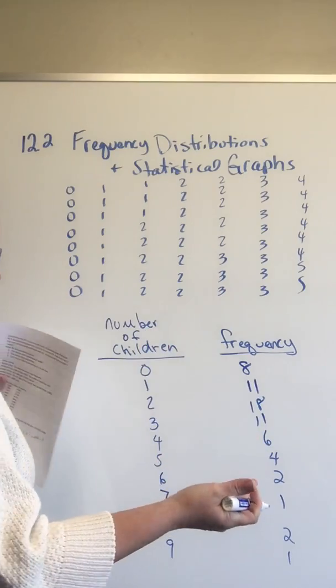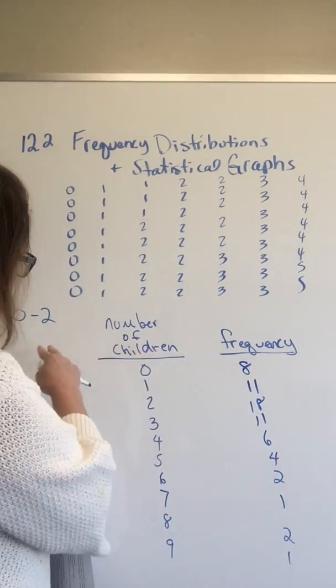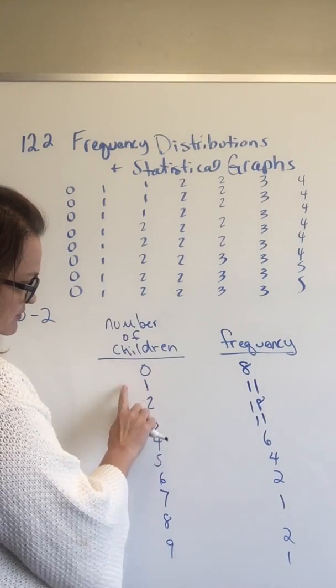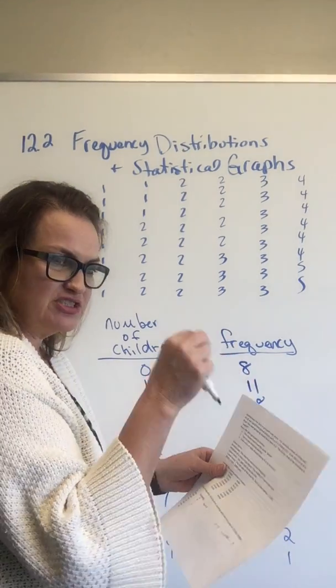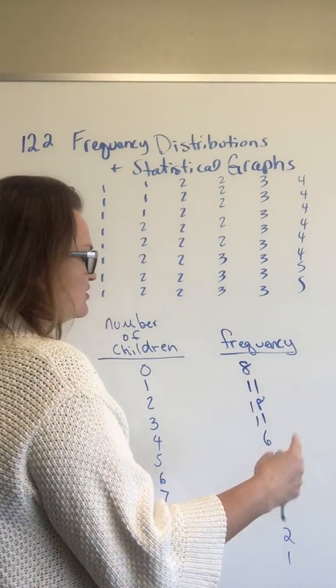But say there would have been more. Then you could group it and say, how many said 0 to 2? So you could group the data and say 0 to 2 in that response. You're not going to get as much detailed information, though, note that, but still it might be necessary depending on the question.